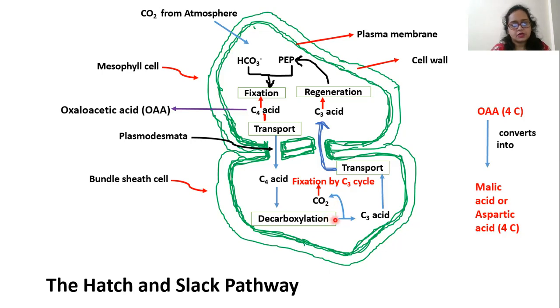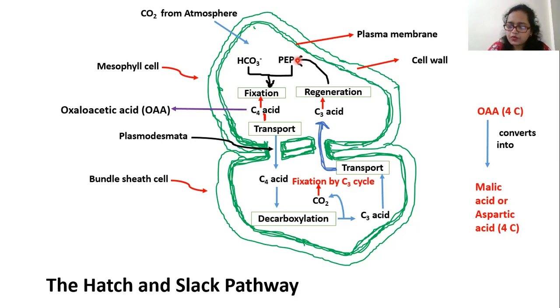Now after decarboxylation, this C4 acid gets converted into the C3 acid. This C3 acid is generally pyruvate. This C3 acid now gets transported back into the mesophyll cell. Here this C3 acid or pyruvate regenerates the PEP. PEP means phosphoenol pyruvate. In this way, the C4 cycle gets completed.